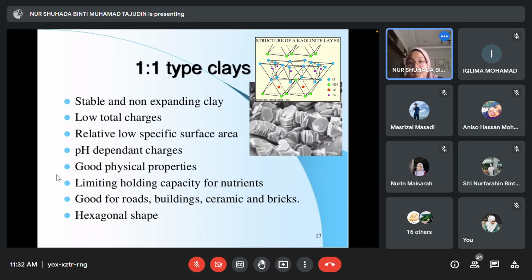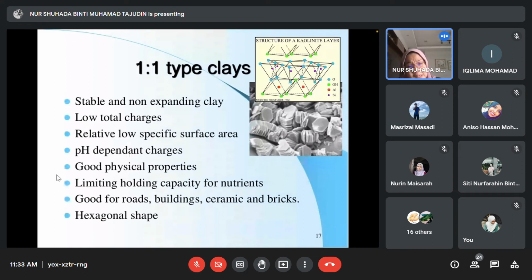It depends on pH. However, it has good physical properties because it doesn't expand when there is water. It limits the holding capacity of nutrients because it doesn't allow another element like silicon to replace aluminium. No, it doesn't allow. So this type of clay is good for roads, buildings, ceramic, bricks. That is the usage of this type of clay. Okay, so we go to the second one.